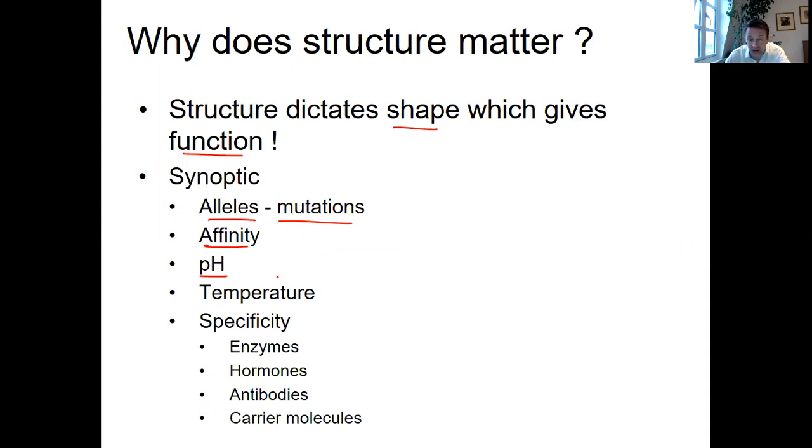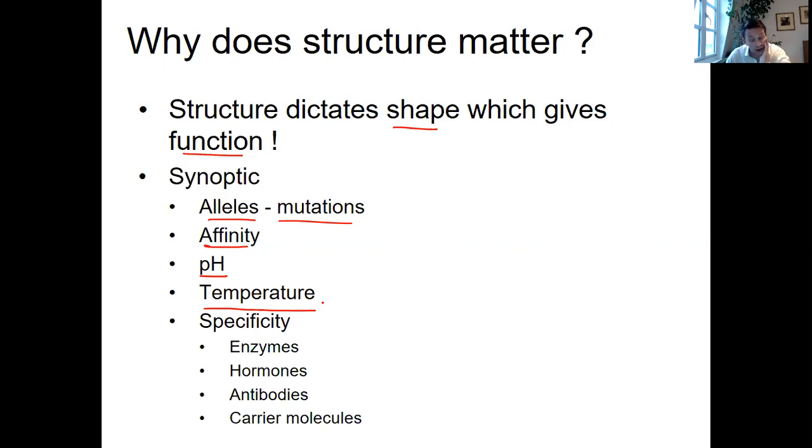Effects of pH: pH changing the shape of enzymes, pH affecting the activity of enzymes, effects of temperature on proteins. Proteins are delicate molecules held together by weak bonds. So small changes in temperature, large changes in temperature as well, have a dramatic effect.